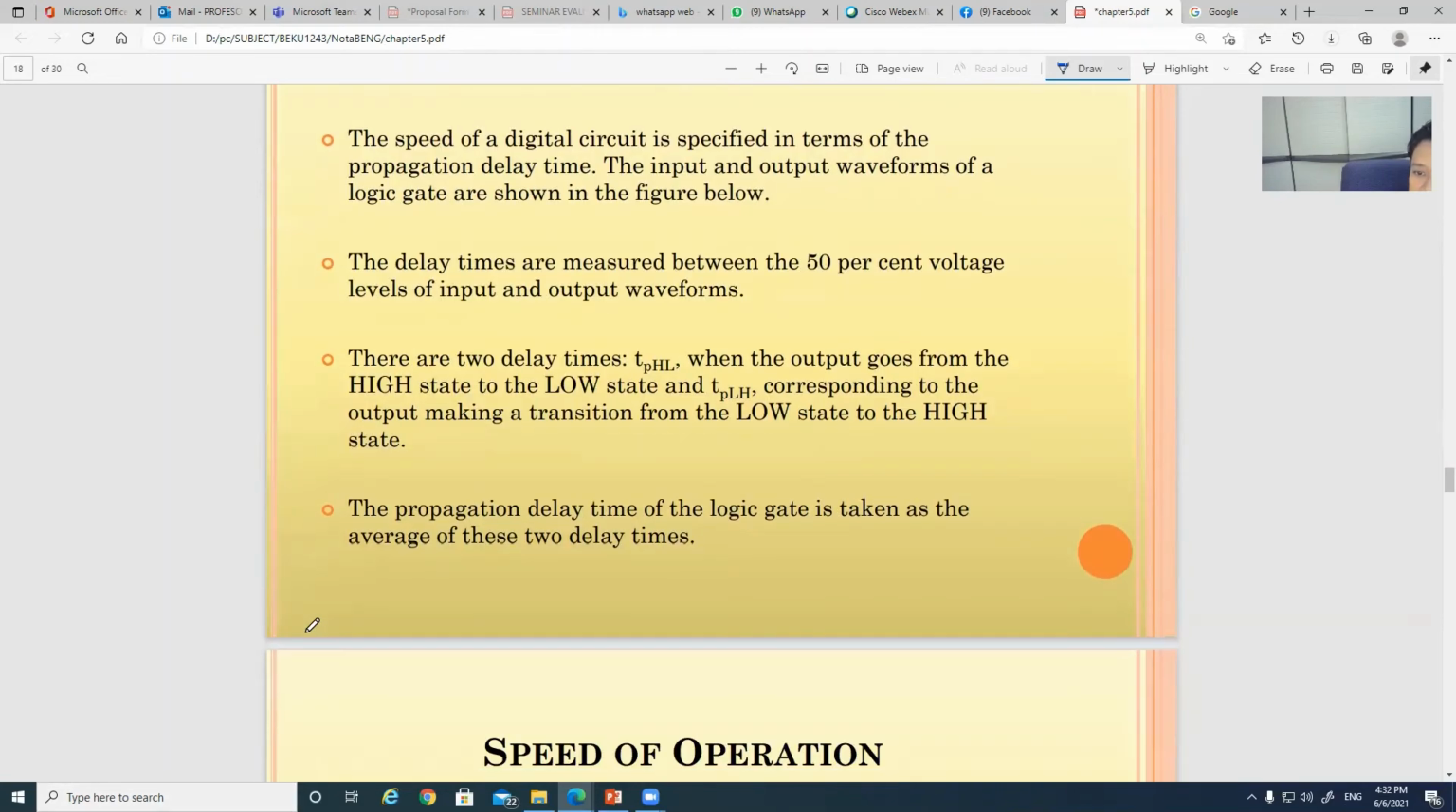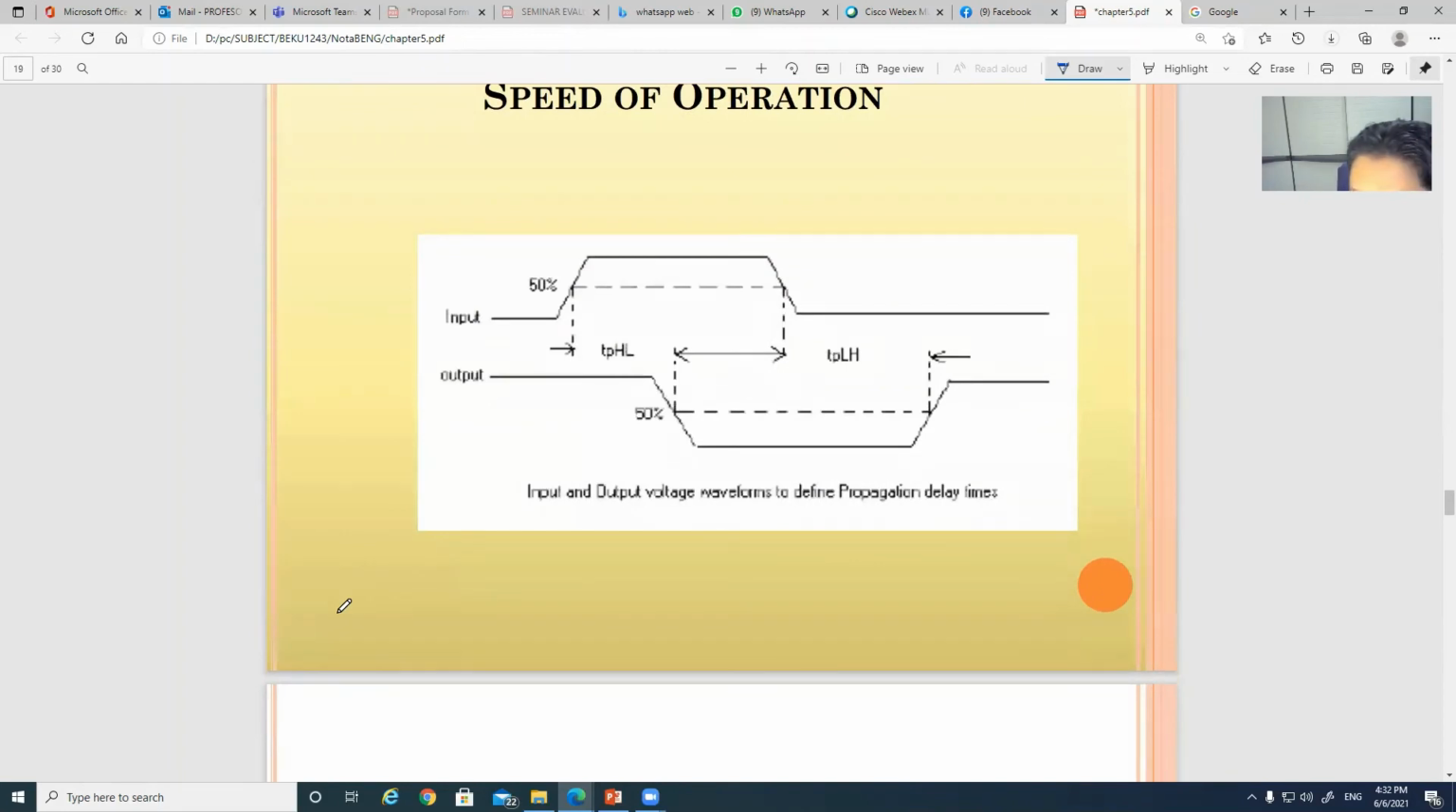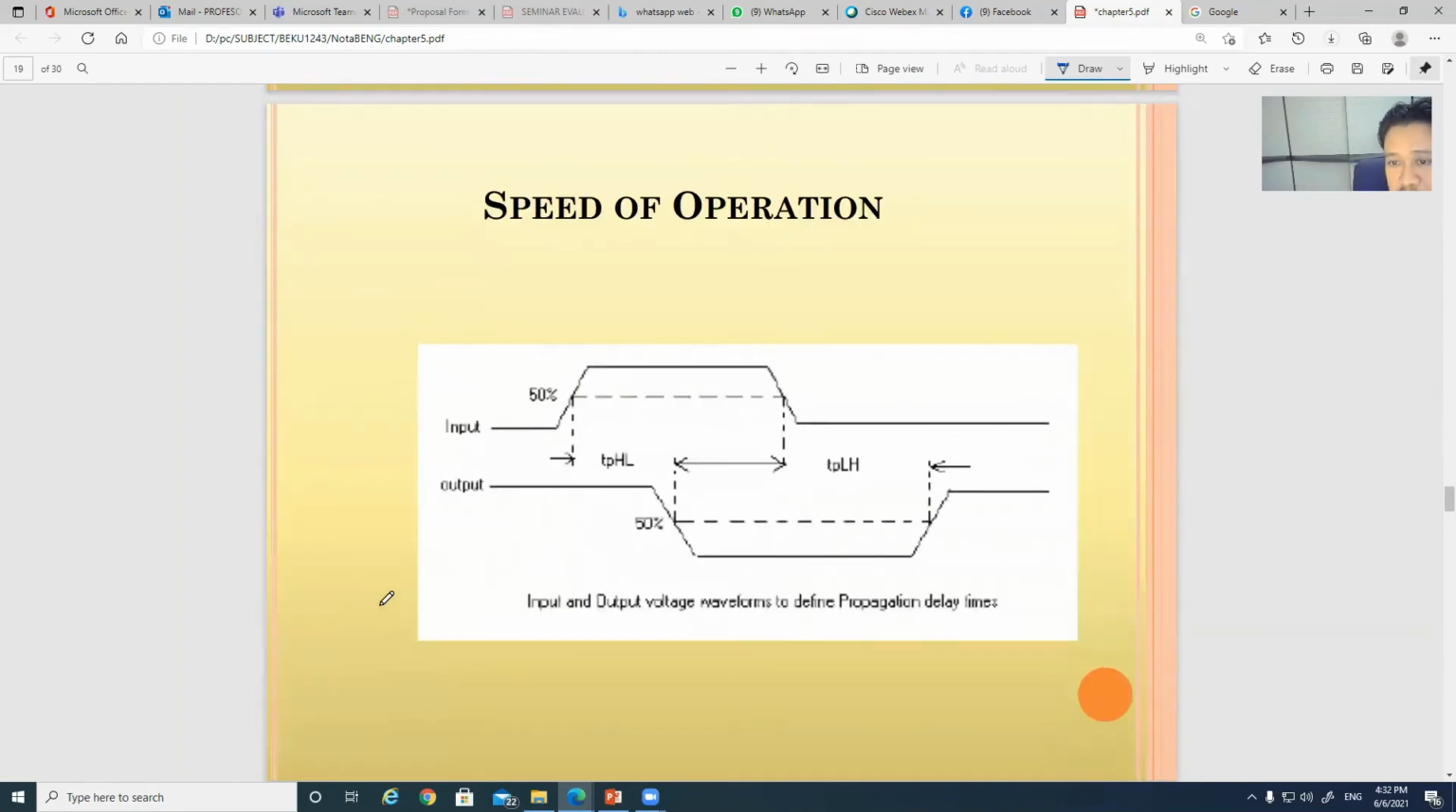So you can see here, this is some example of the speed of operation. This is the not ideal one. For example, for ideal it is like this, which is alright. Oh, sorry, it's not so nice.